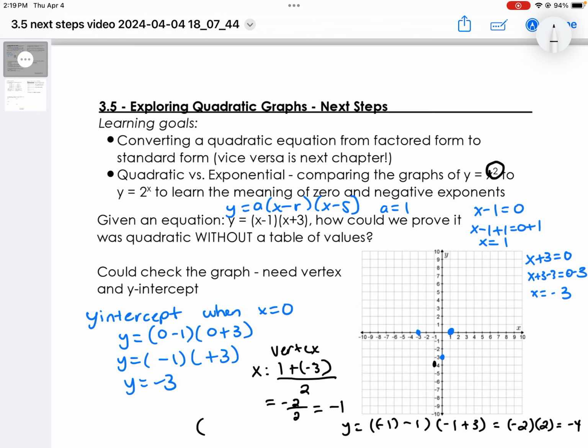-1 and -4. Okay, and then if you look over 1 up 1, there's the y-intercept. Over 1 up 1, 2, 3 gives us the first zero. If I go the other way, over 1 up 1, over 1 up 1, 2, 3, and now I have enough points to sketch my parabola.